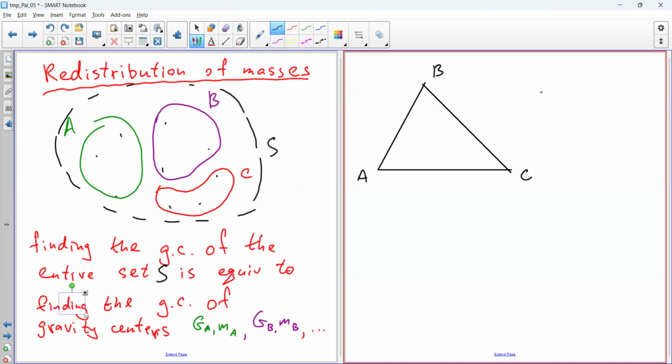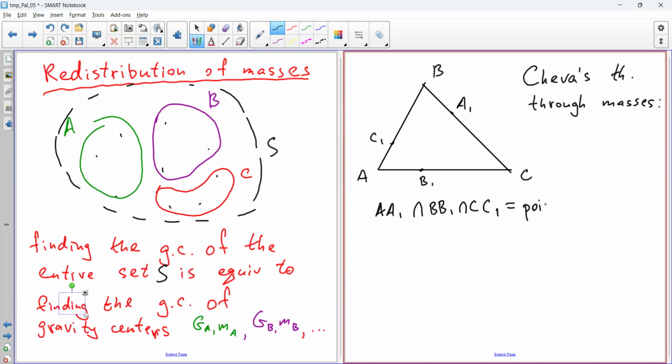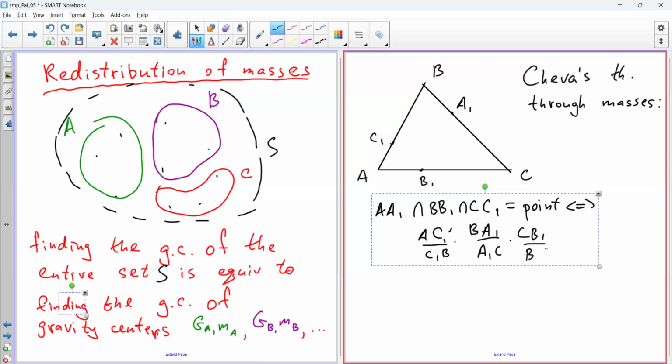So Ceva's theorem statement is what? That if we have points A1, B1, and C1, then AA1 intersect BB1 intersect CC1 being a point is equivalent to AC1 over C1B times BA1 over A1C times CB1 over B1A equals 1.